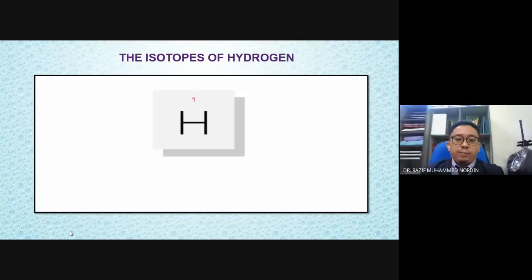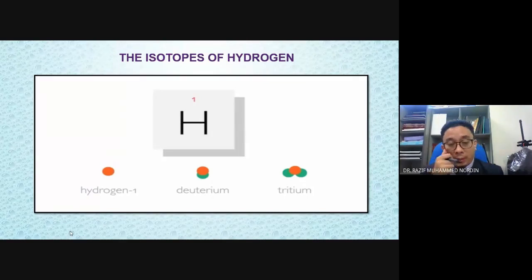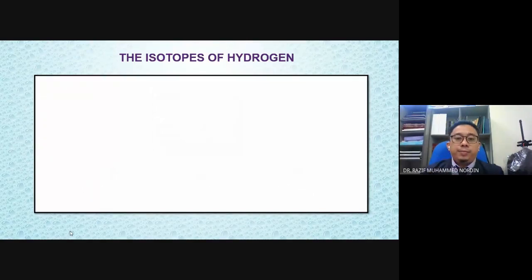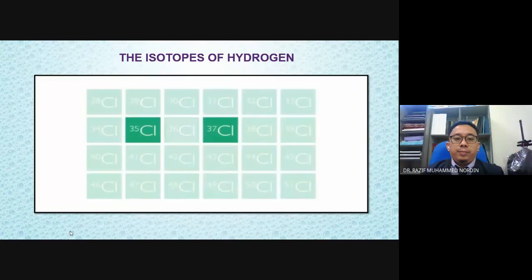Note that each of these isotopes has a single proton. This means that the element is unchanged. It's an important point. It is still hydrogen. It reacts exactly the same way. There is often more than one stable isotope.